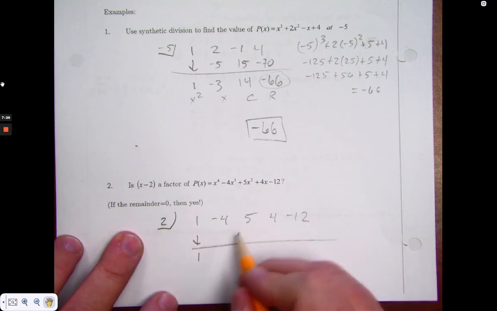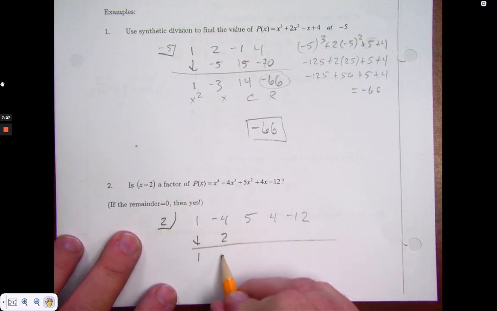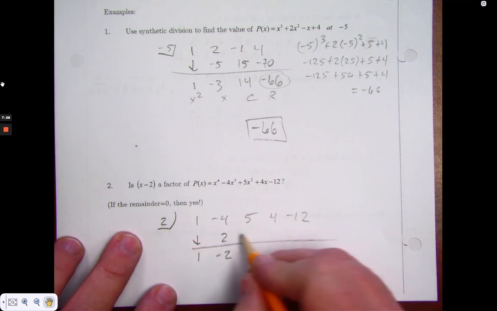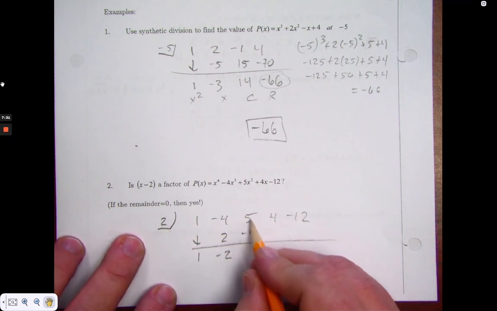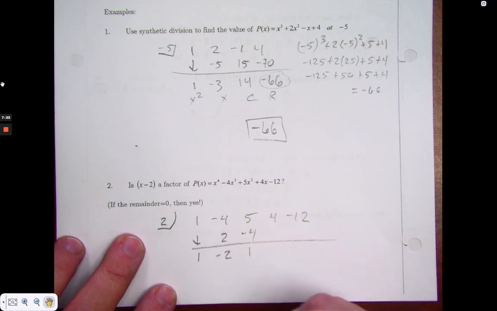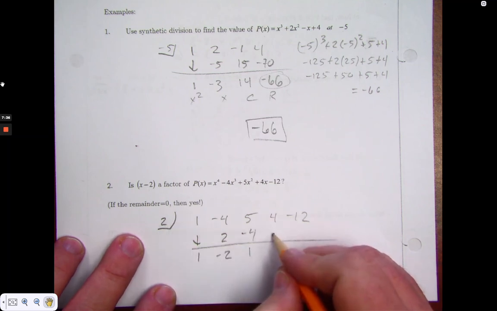Bring down our 1. 2 times 1 is 2. -4 plus 2 is -2. Times 2 would be -4. 5 and -4 is a positive 1. 2 times 1 is 2.